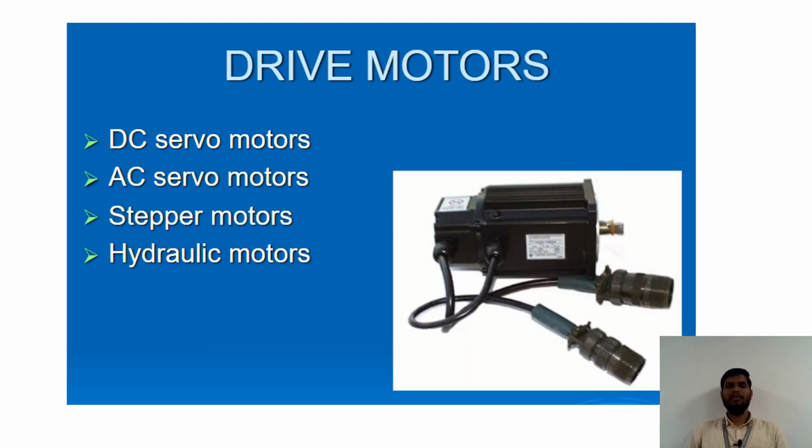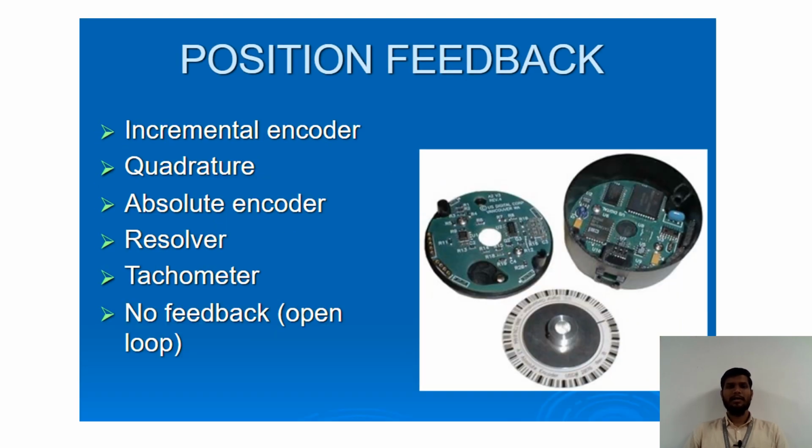Drive motors are there to give motion to the drive system of the machine tool. Different types of drive motors are used, which are as follows: DC servo motors, AC servo motors, stepper motors, or hydraulic motors. According to the application, any of these motors are used in CNC machines. Position feedback. For position feedback, these devices are used: incremental encoder, quadrature, absolute encoder, resolver, tachometer, etc.